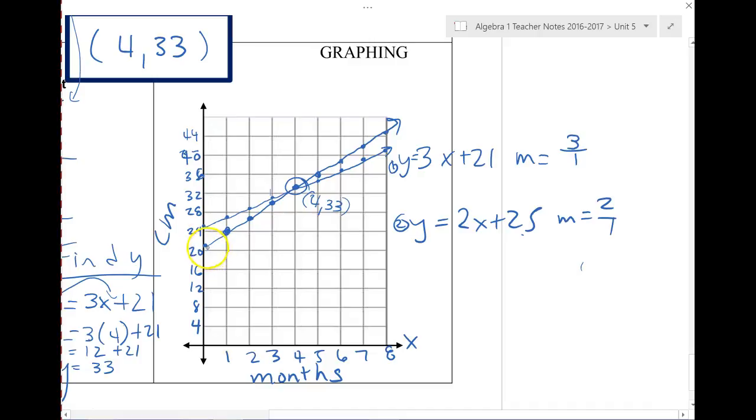Okay, the girl that started at 21 and went up 3, well, that's Madison, so that's this line. And the one who started at 25 and went up by 2, that was Emma. Okay, all right, that's it.